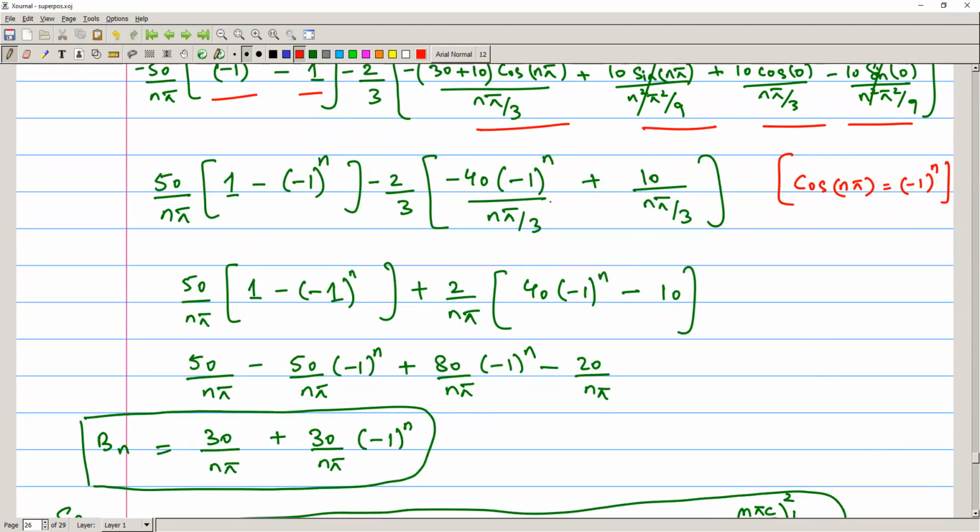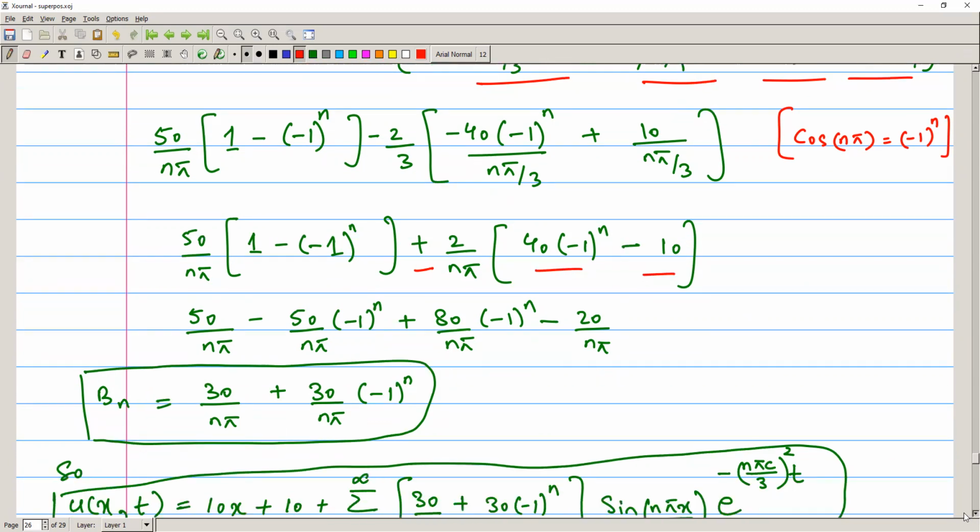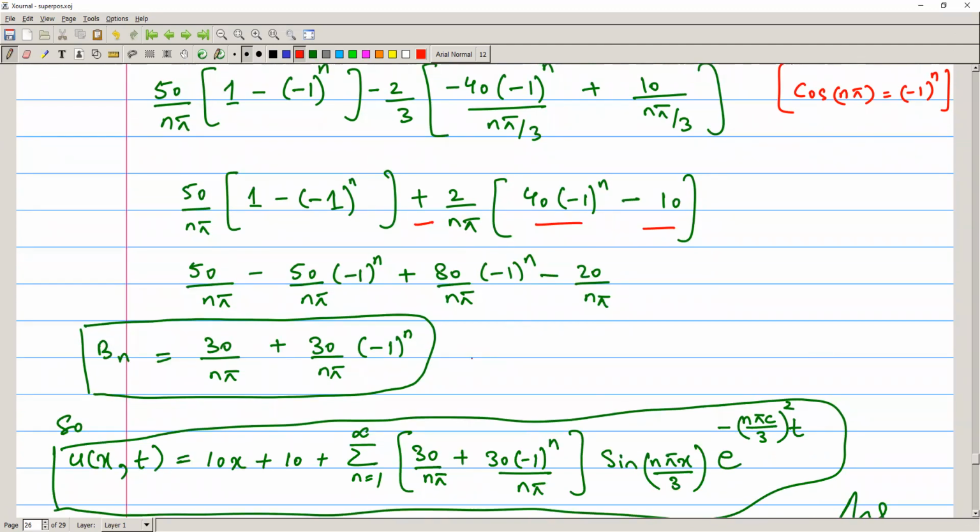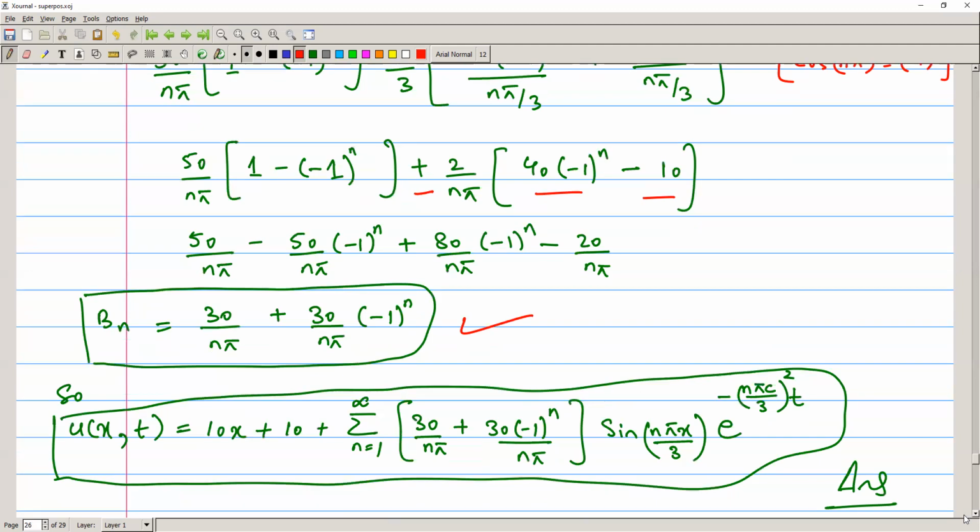Therefore, this is now negative 40 times negative 1 to the power n over n pi over 3, plus 10 over n pi over 3, right? So we'll simplify this. We'll take the negative sign common, so this will be positive, and inside the bracket this will be positive and this will be negative, right? And now on simplification, we'll get the conclusion to 30 over n pi plus 30 over n pi times negative 1 to the power n, right? So we have found Bn, and now we can put this Bn into the solution.